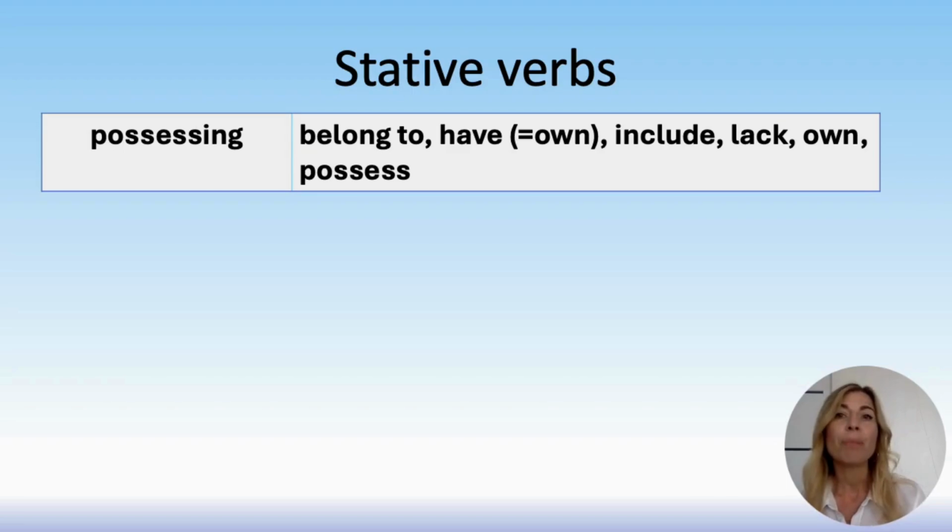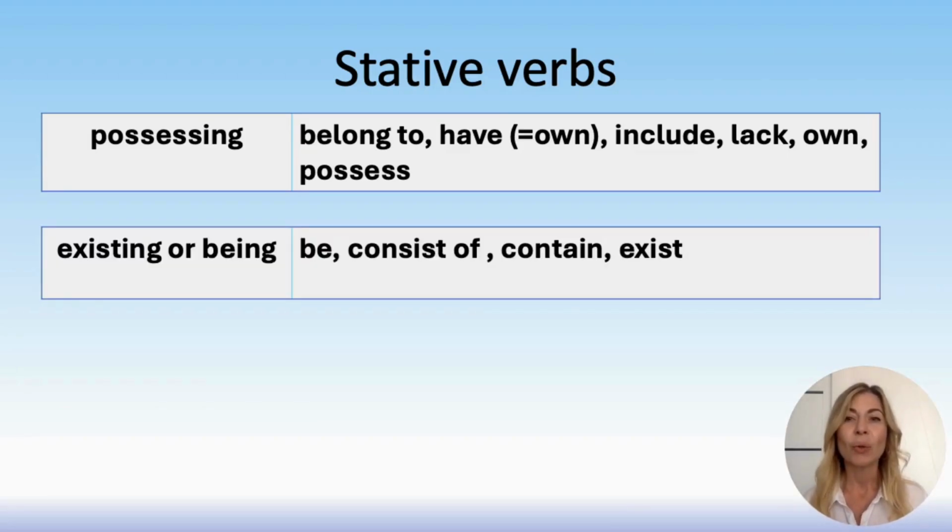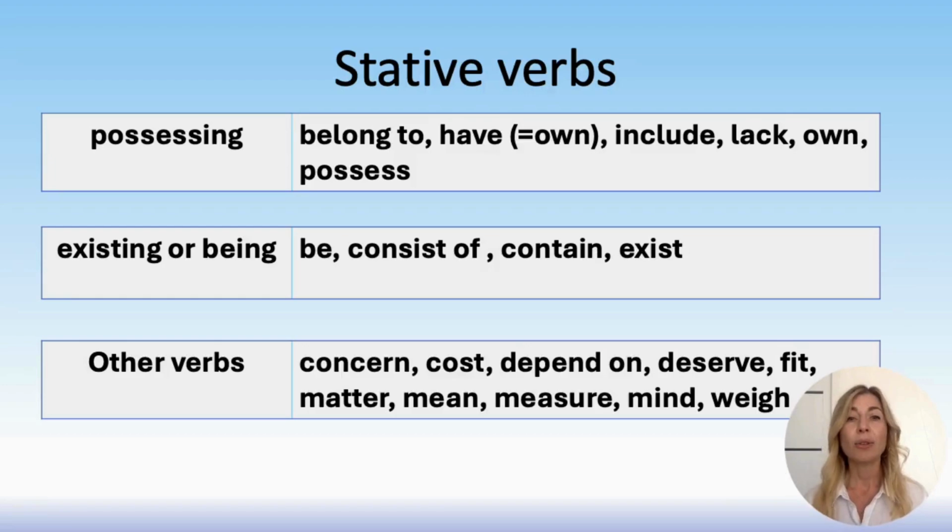So there is the next list, which denotes verbs of possession. For example, belong to. This car belongs to me. Have, I have a house. Include, lack, own, possess. The next category is related to existing or being. So this is the verb to be, consist of, contain, and exist. And there are other verbs such as concern, cost, depend on, deserve, fit, matter, mean, measure, mind, weigh.